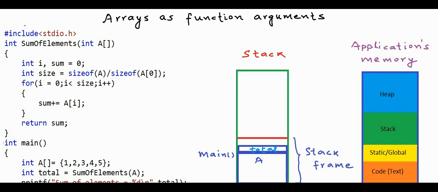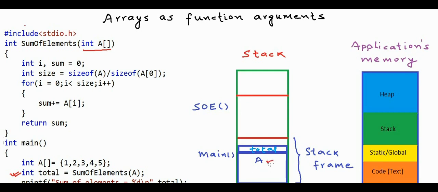Now when the program execution reaches this particular line where we make a call to sum of elements, then the execution of main is paused and another stack frame is allocated to execute the function sum of elements. We have talked about this call stack growth and function execution a number of times in our previous lessons. Okay, now this parameter is a local variable to the function sum of elements. It is not this A in the main method.